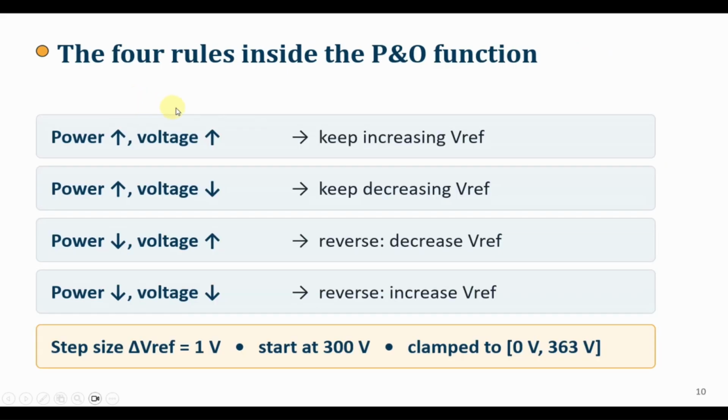These 4 rules summarize the entire perturb and observe algorithm. Depending on whether the voltage and power increase or decrease, the controller decides whether to increase or decrease the reference voltage. In this implementation, the reference voltage changes by 1 volt at each iteration. The initial value is 300 volts, and the reference voltage is limited between 0 and 363 volts.